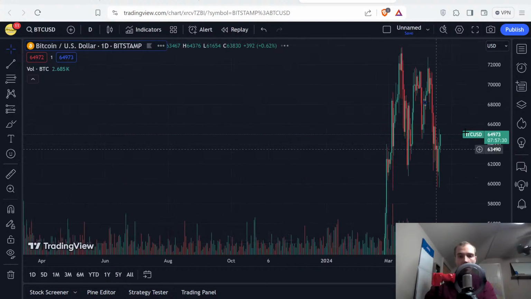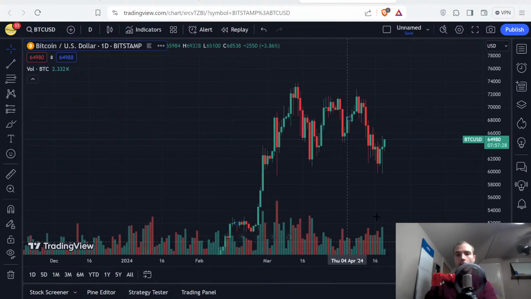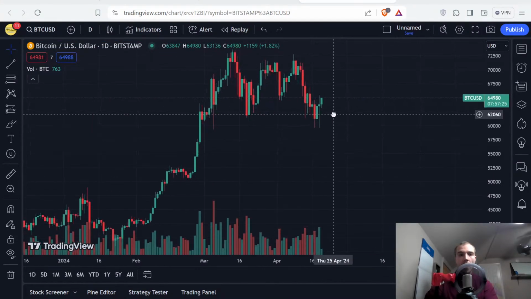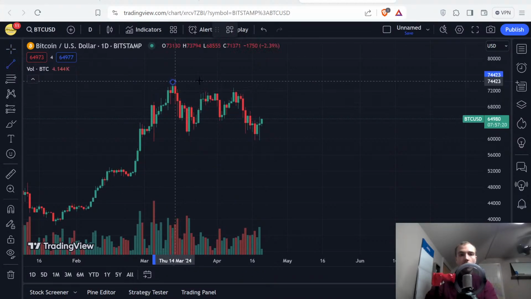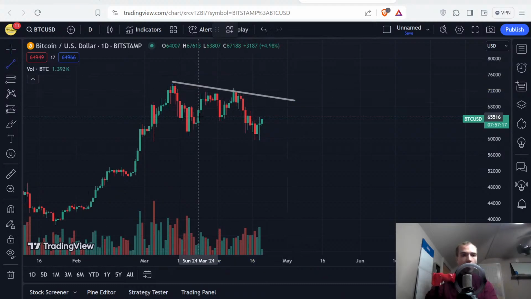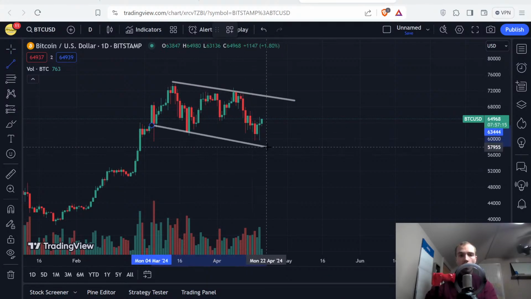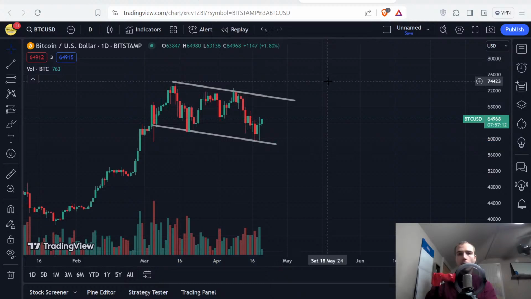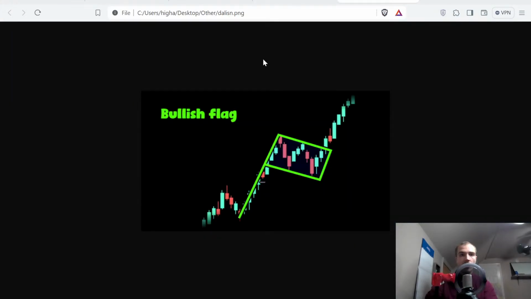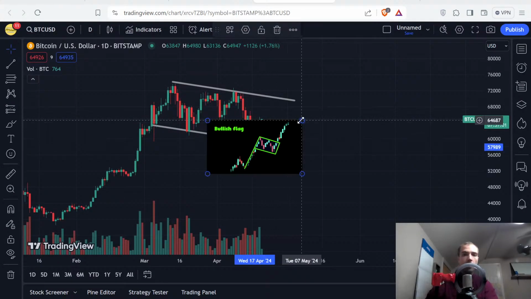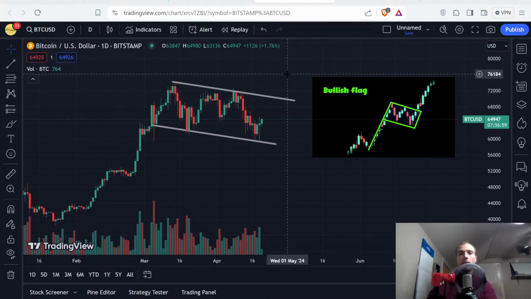So if we go to the daily candlesticks here, and we look at this pattern that's forming on Bitcoin, we can actually see a bullish flag pattern. So we have our resistance here and our support level right here. Then it's actually pretty simple. We can just take this pattern right here, this bullish flag pattern, copy and paste, and then you can see on the chart. So this is what Bitcoin is doing right now, is a bullish flag pattern.